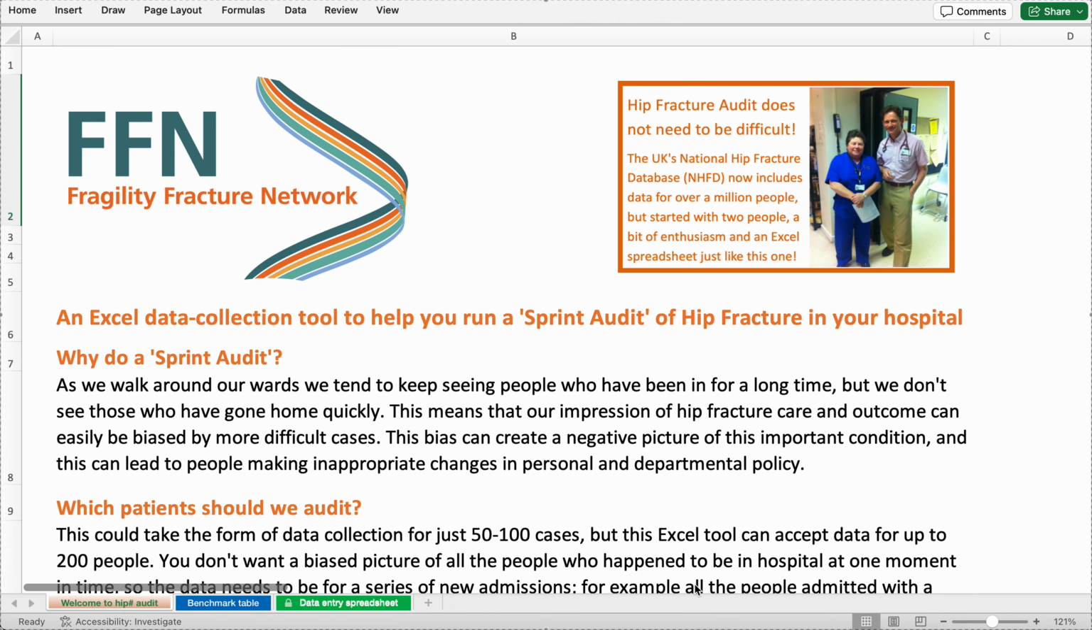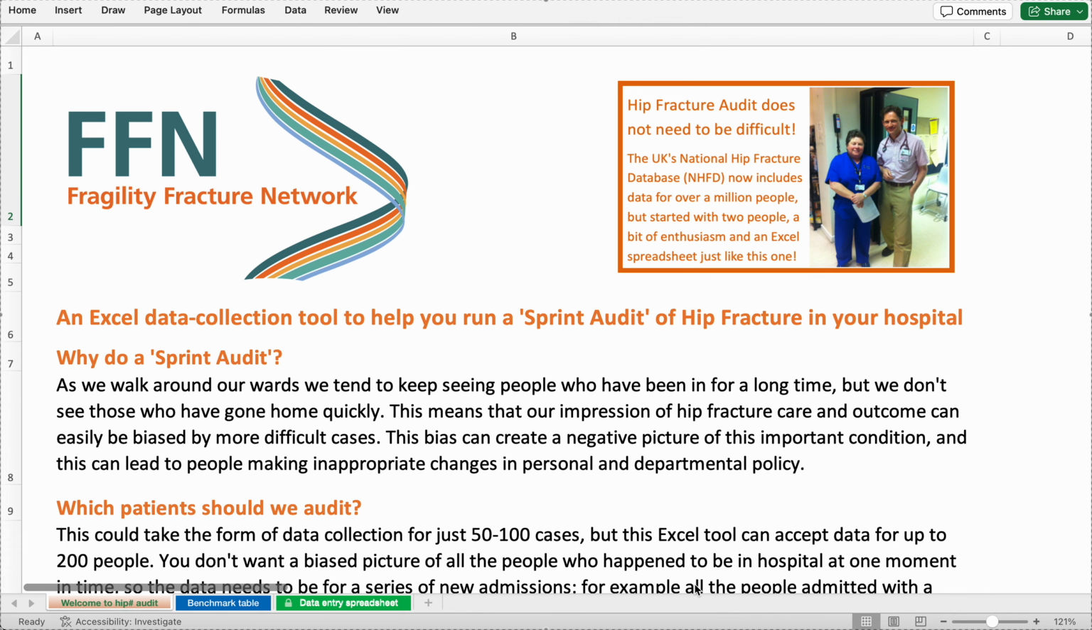In fact, what we started with, as you can see in this picture of Sue Beck, who did all this work with me, was a piece of paper recording information in a very simple form. What we've tried to do working in the FFN's Hip Fracture Audit Special Interest Group is to create an entry-level, simple introduction to hip fracture audit in the form of an Excel spreadsheet designed to help you run a sprint audit of hip fracture in your hospital.